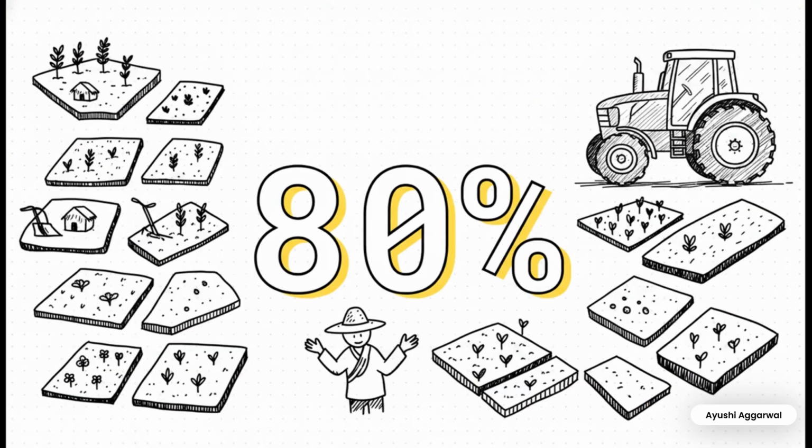So why exactly is that growth stagnating? Let's look at the structural issues at ground zero. Here's another massive number to burn into your memory: 80%. Roughly 80% of Indian farmers own less than 2 hectares of land.